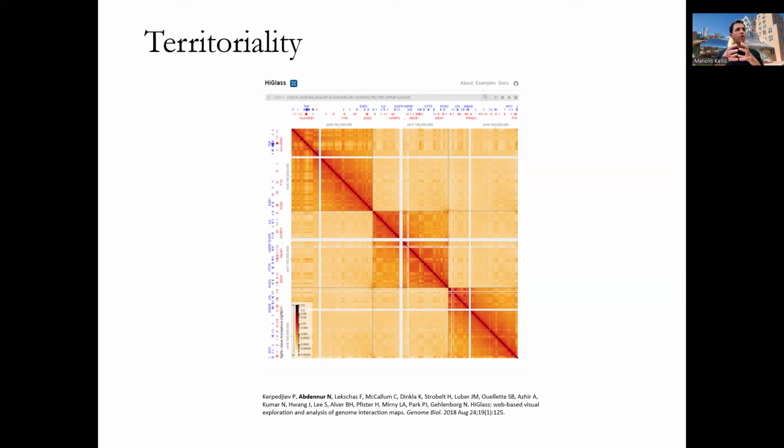So there are some very, very gene-rich regions, and these are sitting in the middle of the nucleus. And there are some gene-poor regions that are sitting on the periphery of the nucleus. Everybody with me here? Good.